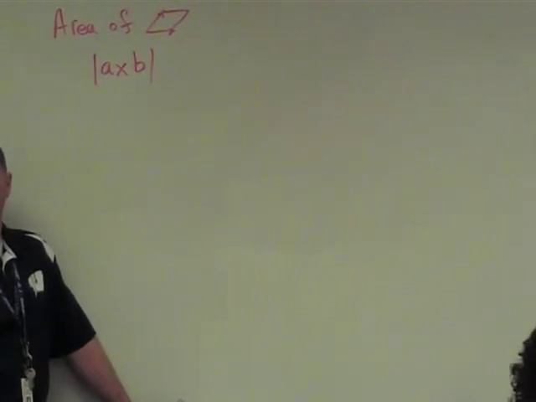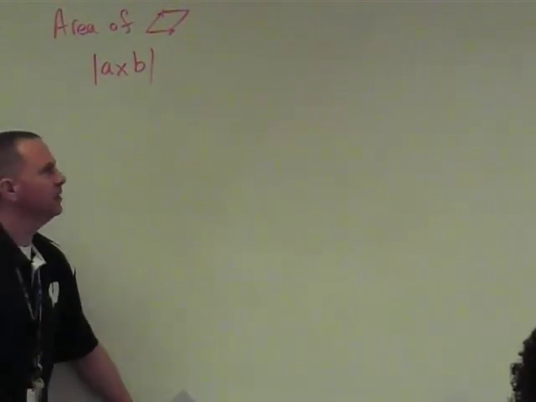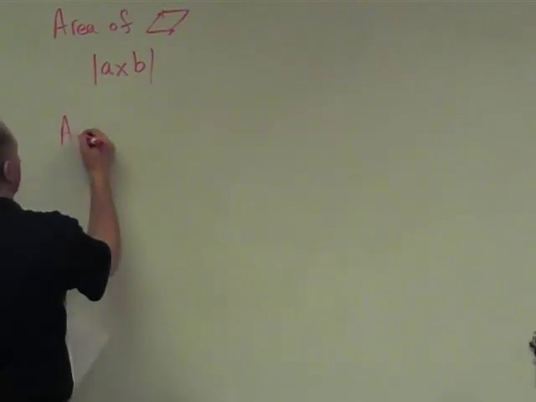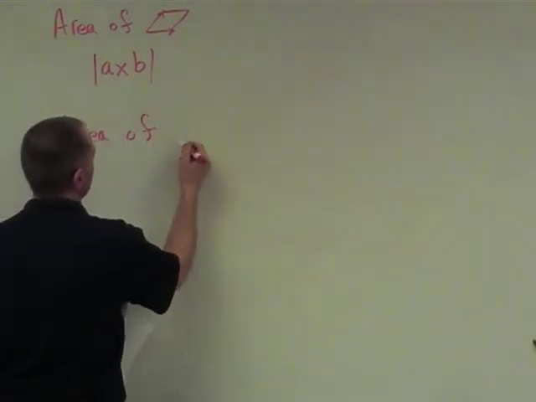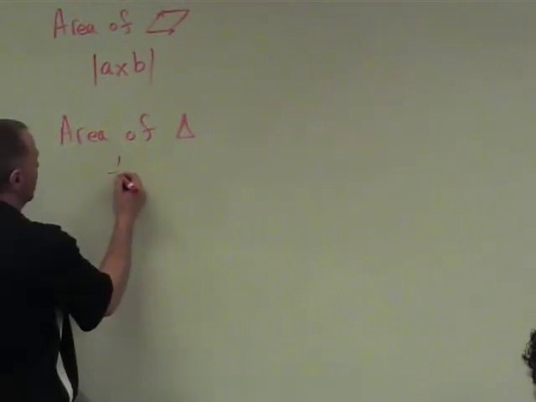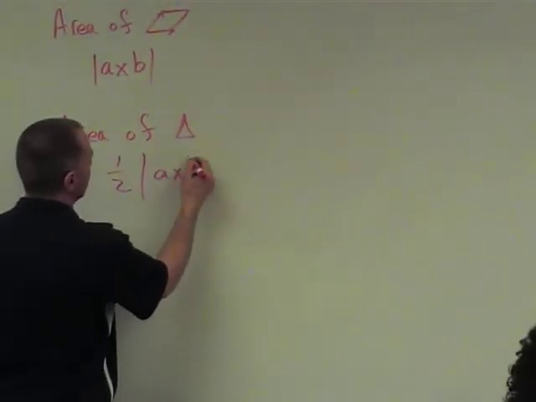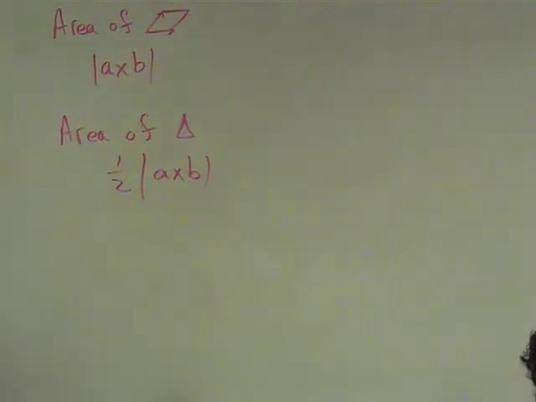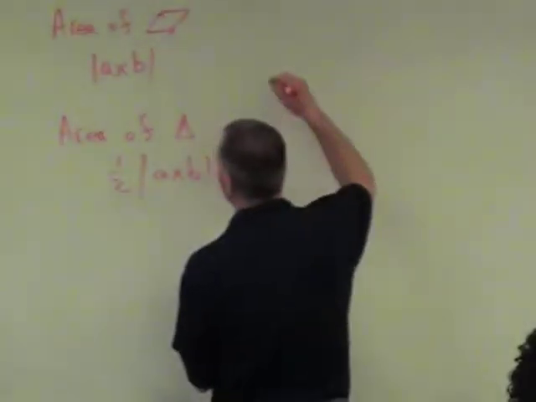I'm not going to do a problem. I've already shown you how to find the magnitude. All right, the next one, area of a triangle. Would it be half of the magnitude? Yeah, half of the area of the parallelogram. Triangles are half of the parallelogram, so 1/2 the magnitude of the cross product. Okay, so just make sure this stuff's on your reference sheet.